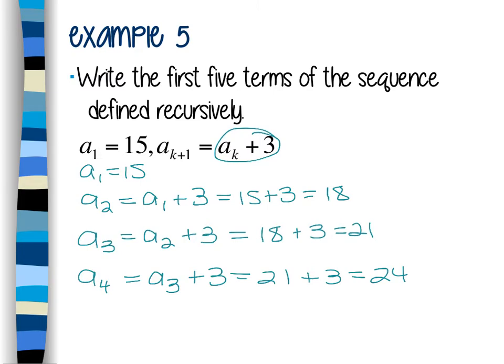How many are we finding? We're going to find 5, so we have to find a sub 5. So you have to get a sub 4, which we just found to be 24, plus 3, 27. Yes. There you go.